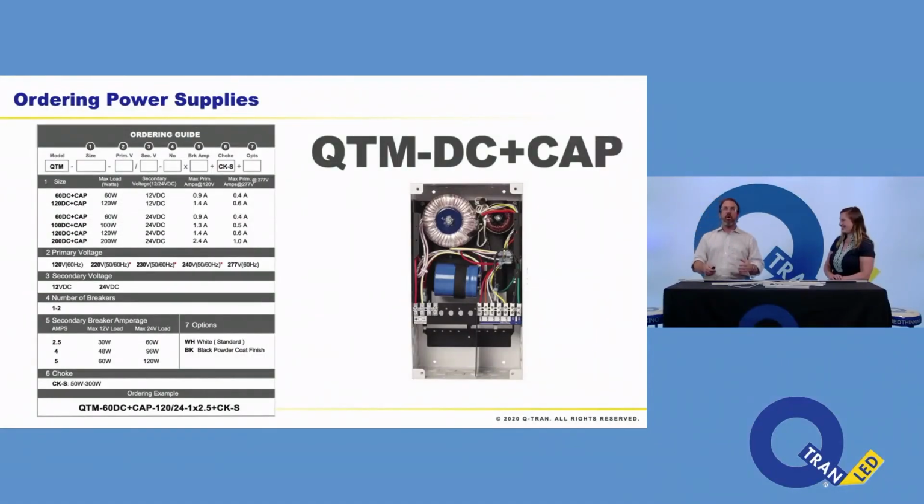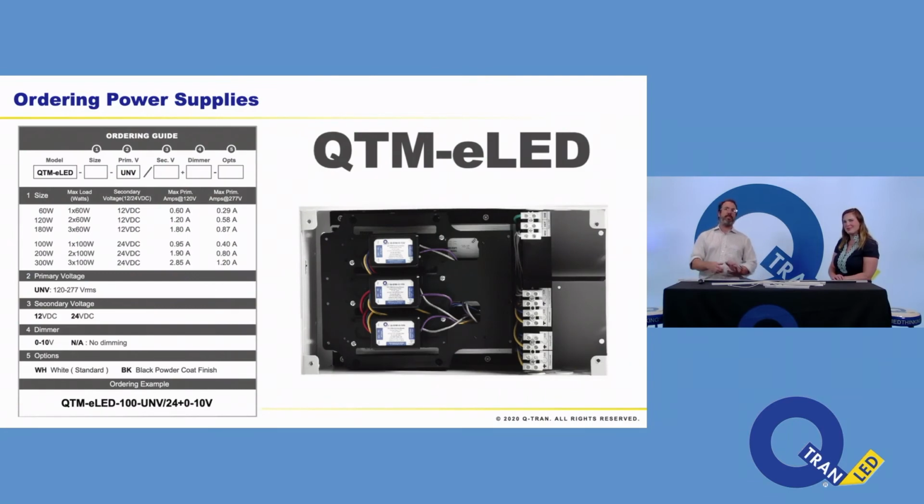So the next option, that is our, I would say, our Rolls Royce. That is our top of the line power supply. That capacitor, that big blue cannon there, dims all the way to black. Fabulous option. Another one of our QTM options is the eLED. So this is an electronic version. And I see there's a couple of options here as well. So this one looks like it can go up to 300 watts. So it's available from 100, 200, or 300 watts.